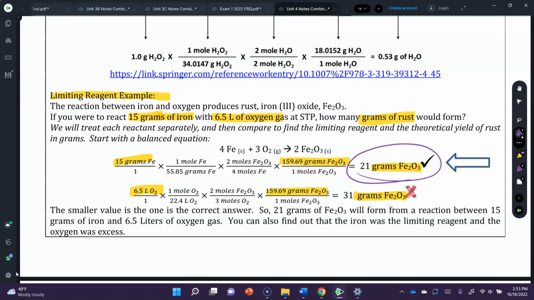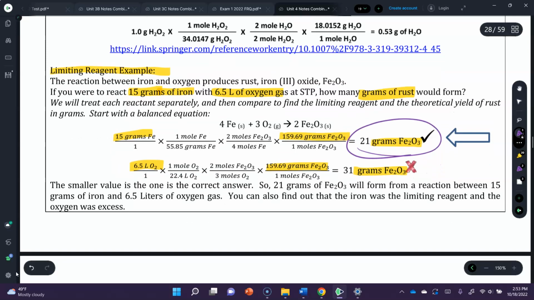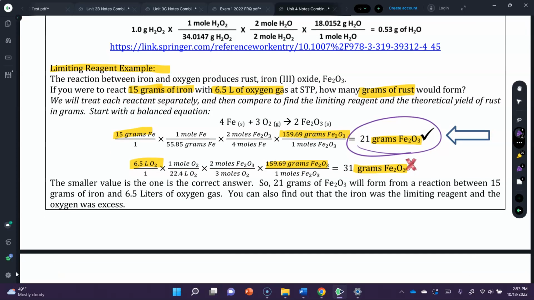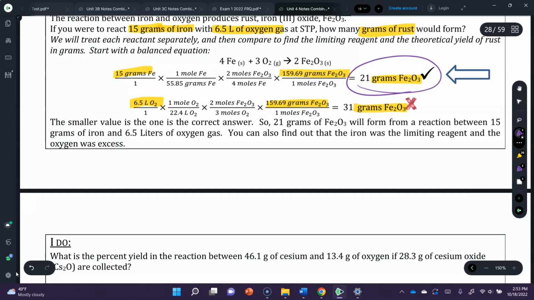So the 21 grams of rust will form from a reaction between the 15 grams of iron and 6.5 liters of oxygen gas. You could also find out that the iron was the limiting reagent and that the oxygen was in excess. However, it doesn't tell you directly how much of the oxygen gas was in excess. You only know that you have some left over. So you would have to do a back calculation to figure out how much is left.